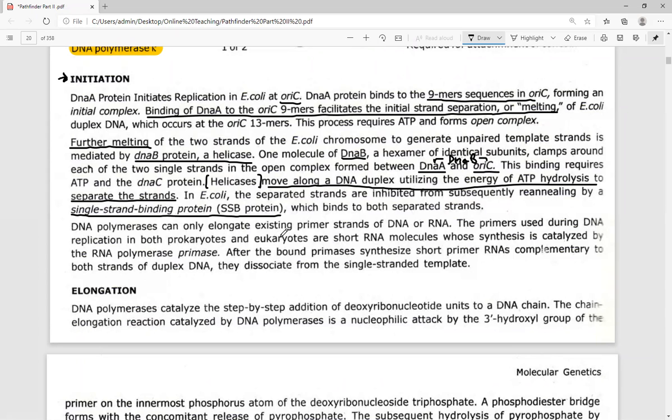DNA polymerase can only elongate existing primer strands of DNA or RNA molecules. The primers used in DNA replication in both prokaryotes and eukaryotes are short RNA molecules whose synthesis is catalyzed by the RNA polymerase primase.